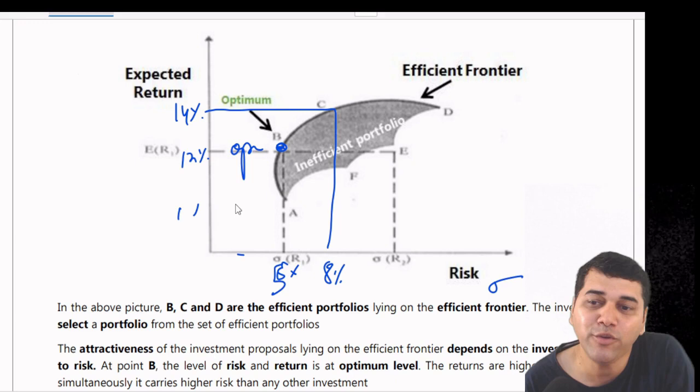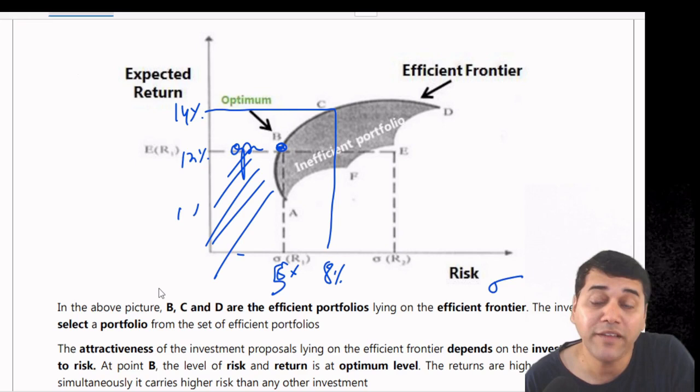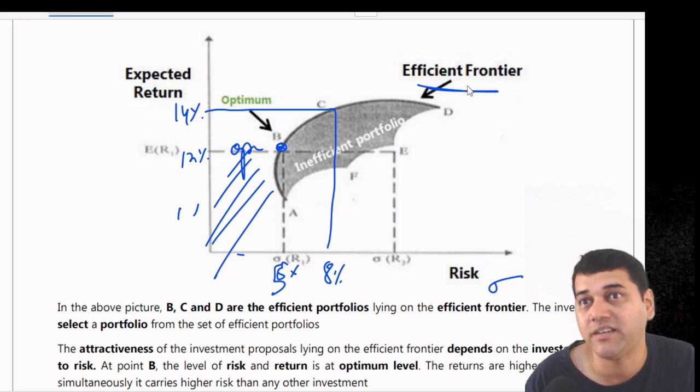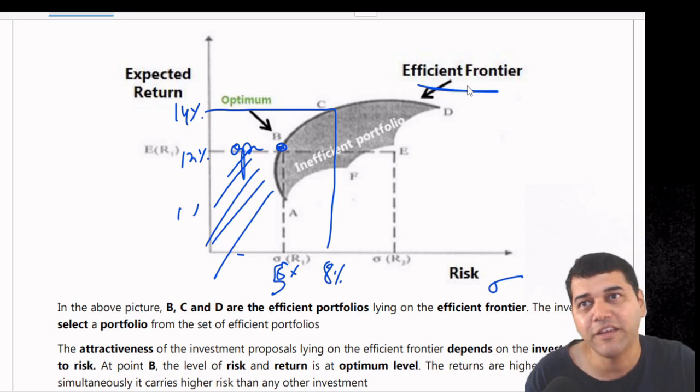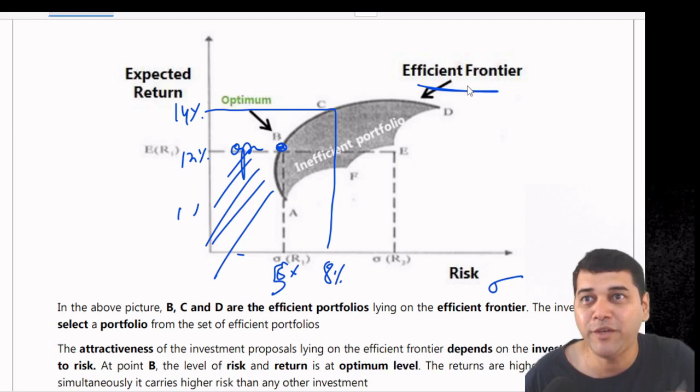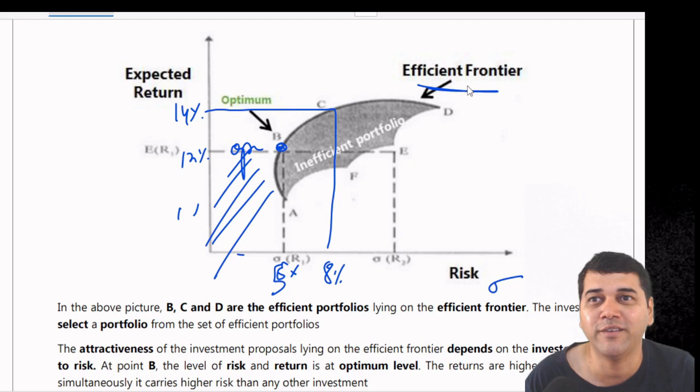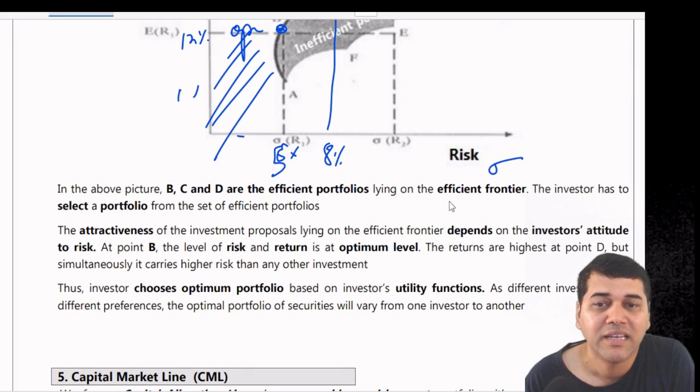Followed, no? And when you plot this in the form of a graph, this line is called the efficient frontier. Frontier means the border, which is like a compound wall. Within this compound wall, inefficient. Above that compound wall, efficient. So if you have got efficient ones, get them in your team. Inefficient ones sitting in your group, send them out, get out of my compound wall. Followed, no? So in the above, B, C, D are efficient, lying on the efficient frontier.